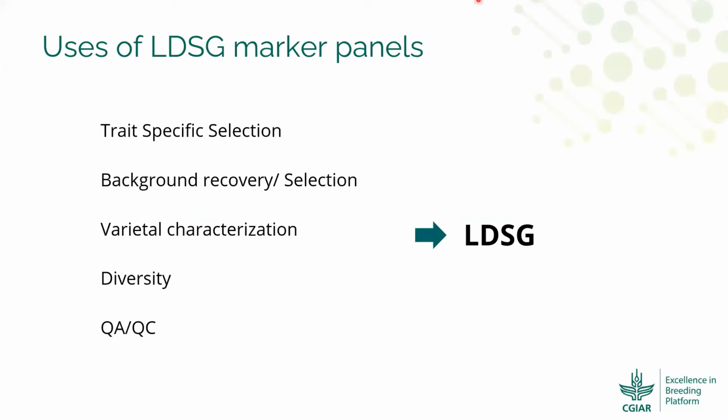There's no one size fits all platform for all breeding applications. Depending on the crop status and resource availability, there are some options we would recommend. So coming to the LDSG, which is low density SNP genotyping services, it is most suited for trait specific marker assisted selection, and in some cases background recovery, and especially QA and QC applications.